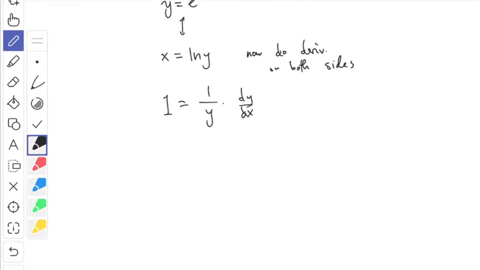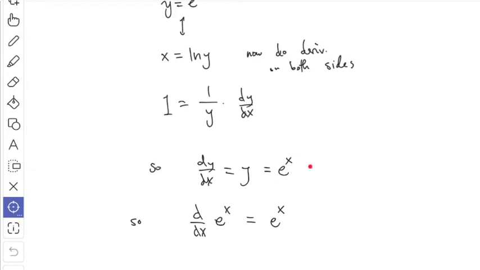So multiply the y across. It says dy/dx equals y, right? And of course, y, we started off by saying y equals e to the x. And this is our conclusion. So in conclusion, what is the derivative of e to the x? The derivative of e to the x is e to the x again, right? We started with e to the x. When you take the derivative, because of some kind of magic, you end up getting e to the x again as the answer of the derivative.